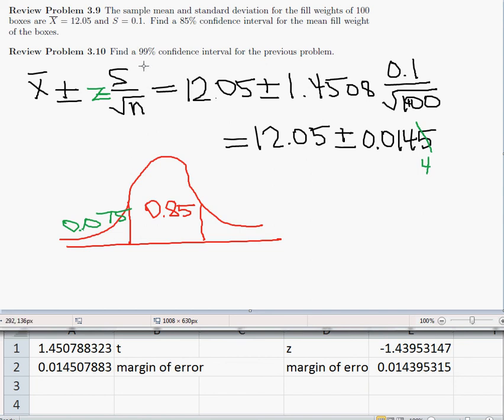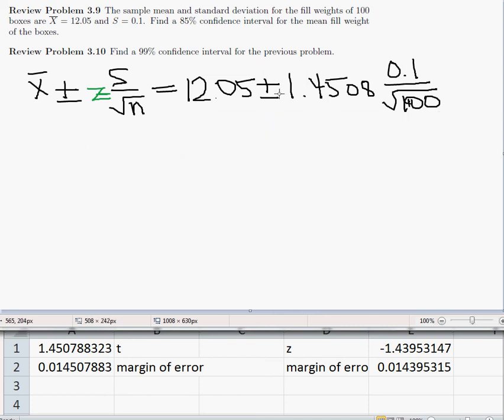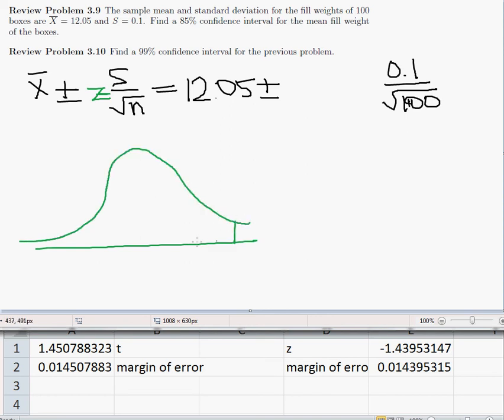Continuing the problem, find a 99% confidence interval instead of an 85% confidence interval. So the picture will be a little bit different, and so the z value here will be different. If I have a 99% confidence interval, the picture would look like this. So I'd have a much wider range so that 99% of the area lies in the middle, and 0.005 would lie in this tail, and then 0.005 would lie in that tail.